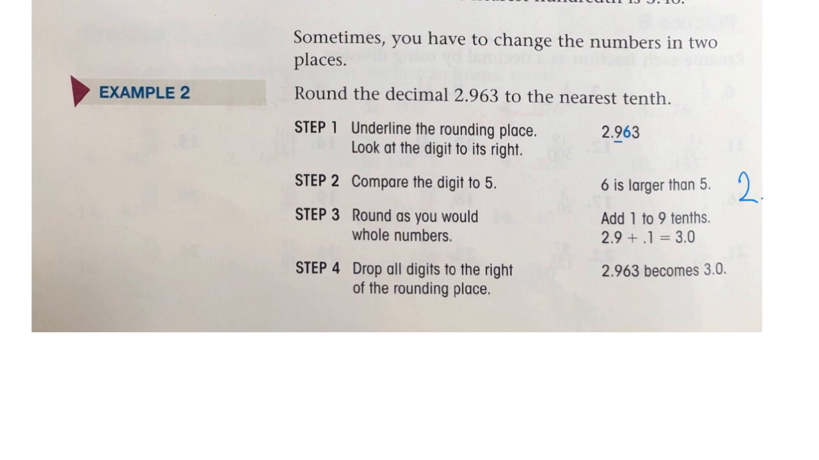So 2.9, up the score by 0.1. So 1 plus 9, 0, regroup, 3, bring the decimal down. So that's what they did here.